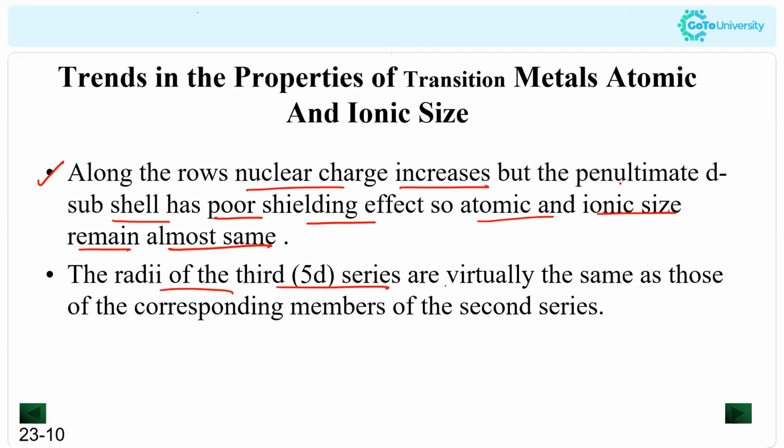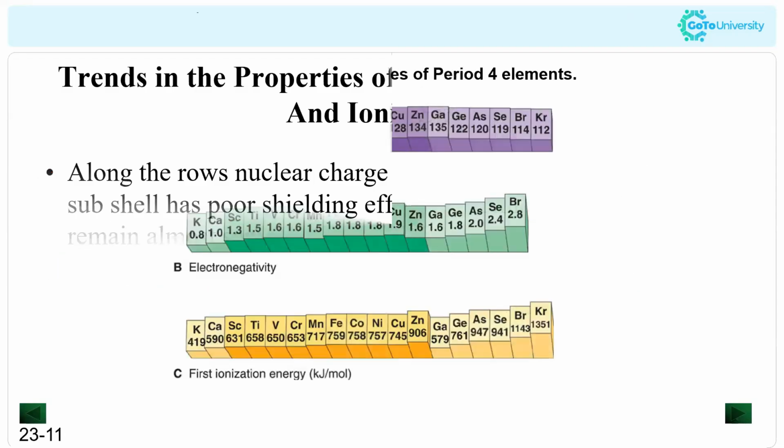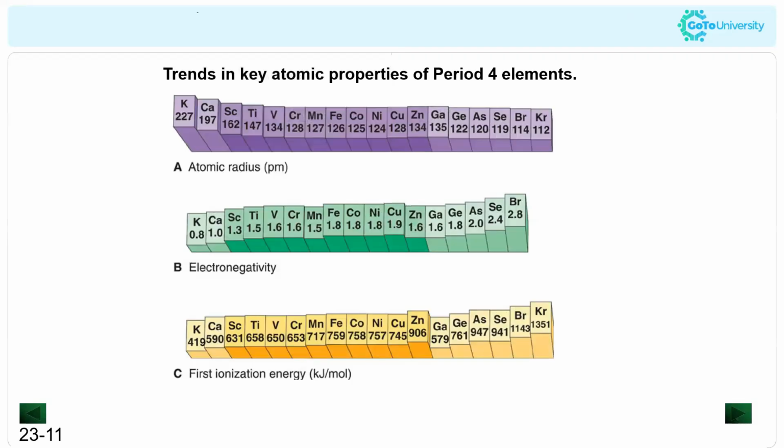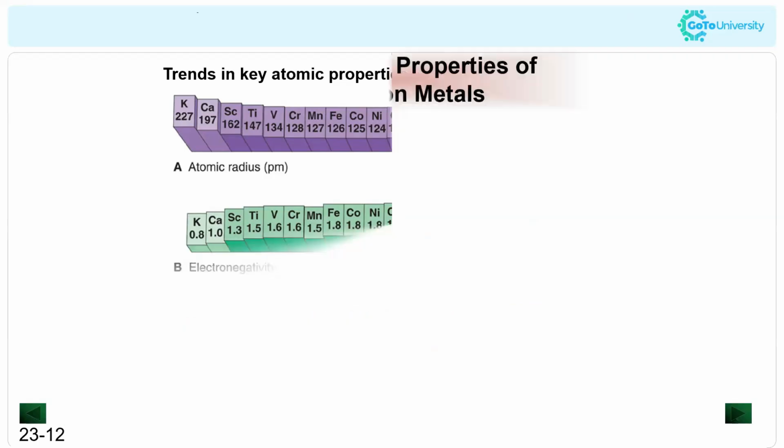Now the radii of the third series are virtually the same as those of the corresponding members of the second series. This is also important. So note down the points. These transition elements usually show this kind of trend in properties, from ionic size to the trend in atomic properties including size, electronegativity, and ionization energy. This is the important part.